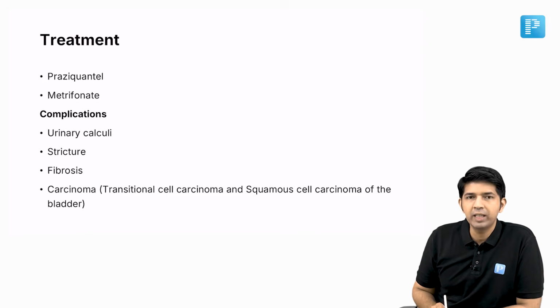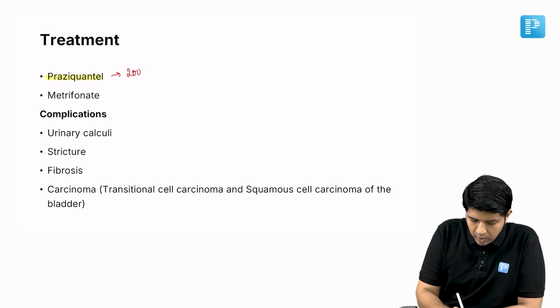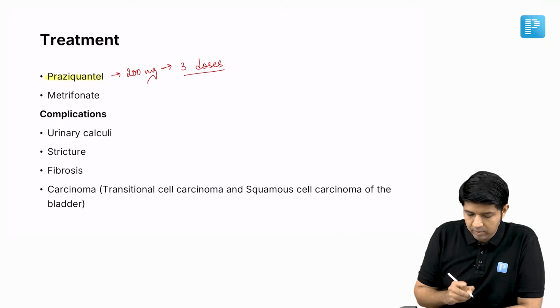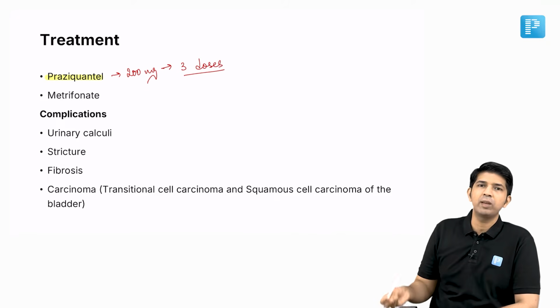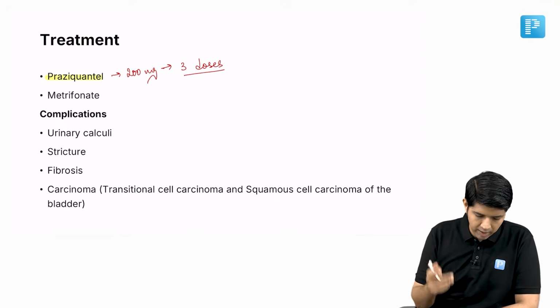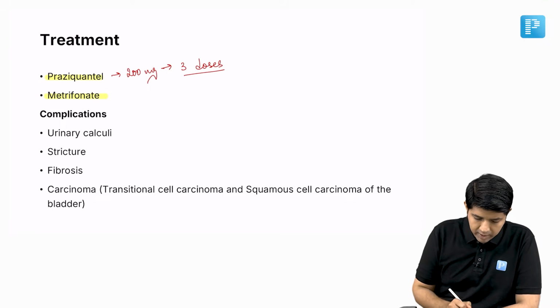So how are we going to treat these patients? Of course, antiparasitic drugs, praziquantel, that is 200 mg dosage, and this you will give 3 doses. Okay, a single dose like how we give for deworming is not sufficient. You have to give them 3 doses. Apart from that, you can even give them metrifonate.